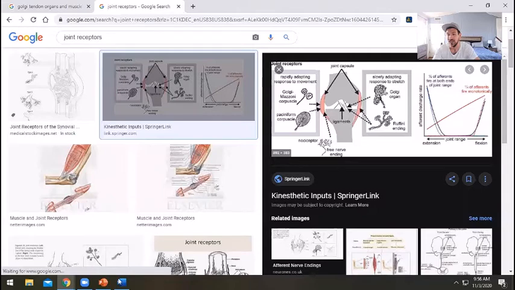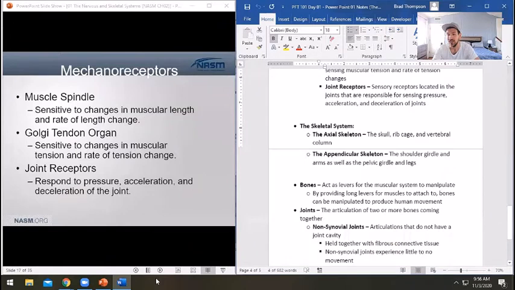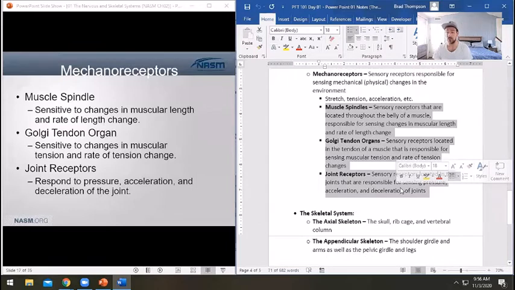And so when that happens, your body can go, whoa, whoa, whoa, and then it can cause a muscle to contract or cause a muscle to relax if it has to. So again, these are all working together to tell your brain what position your body's in, right?